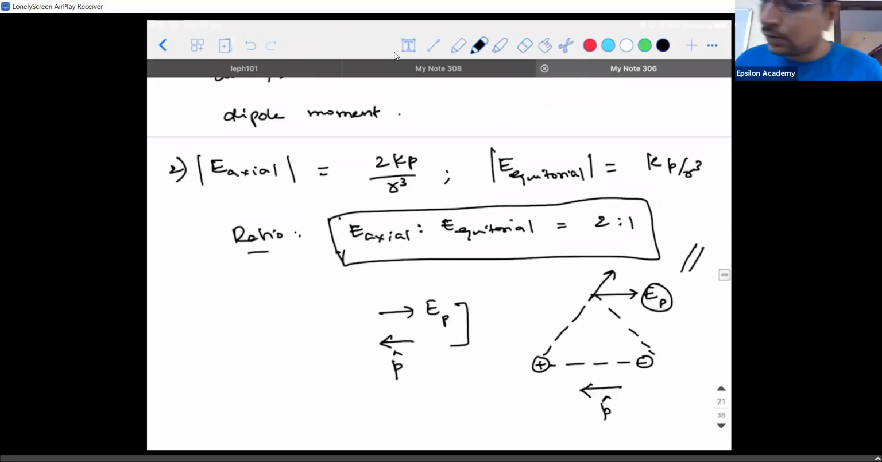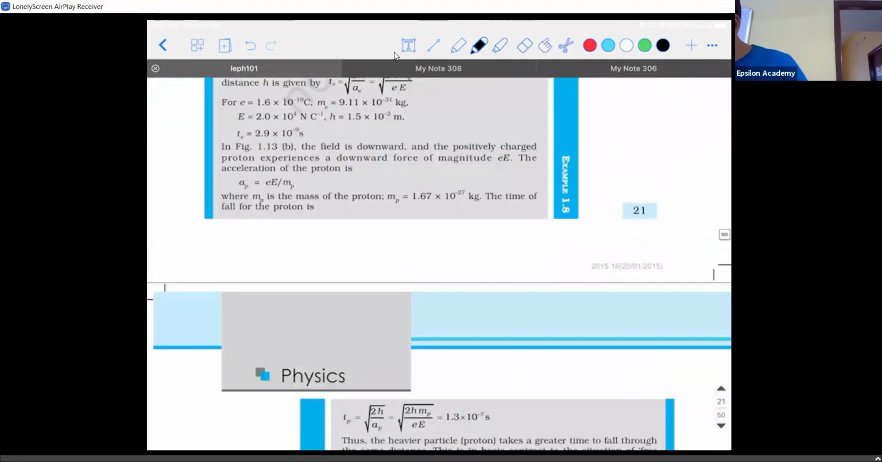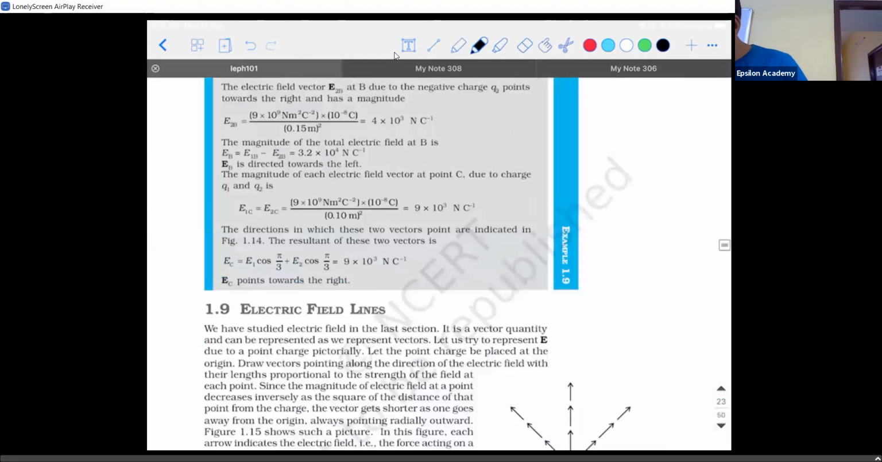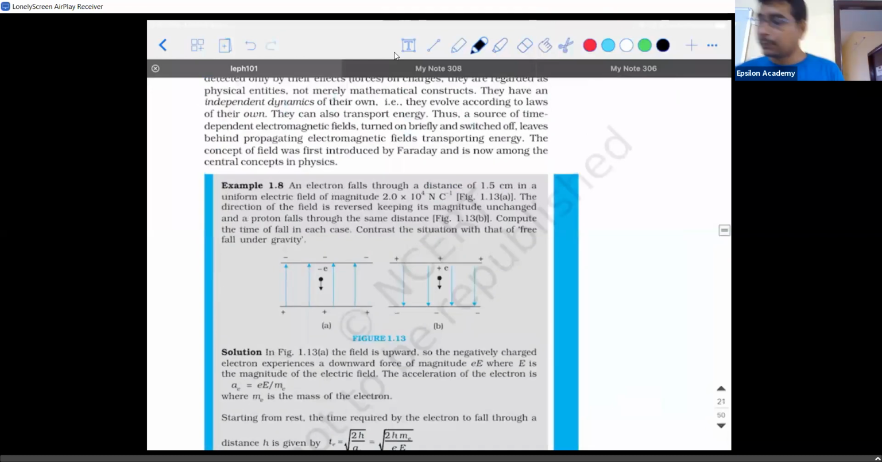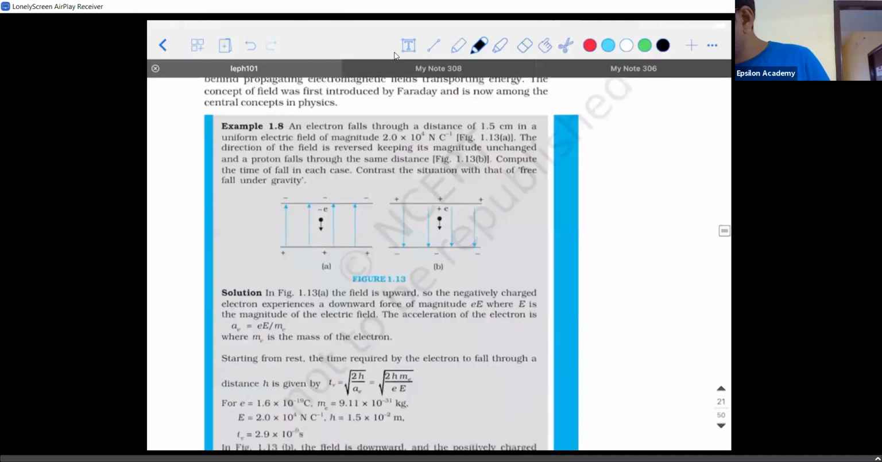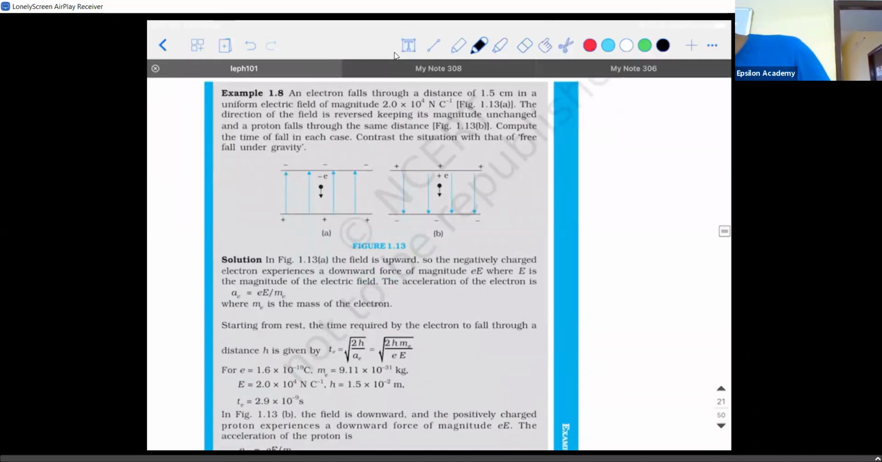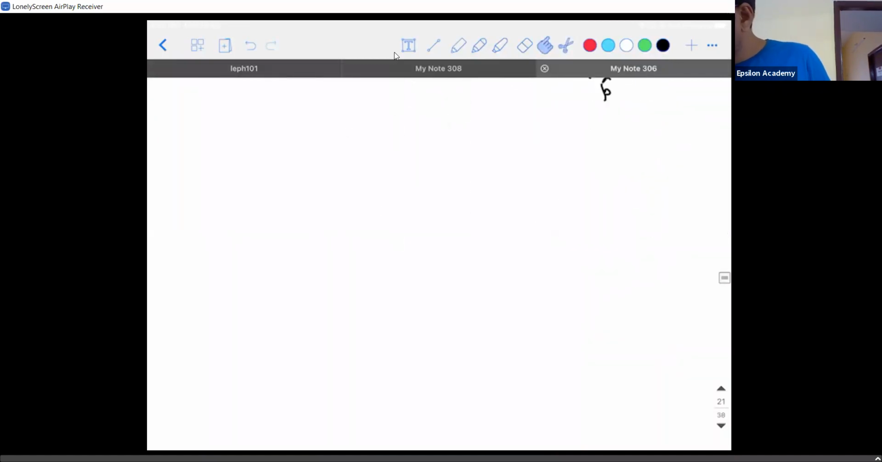Right. Let's try out some problems. So let me show you what are all the points I have completed. See, in the textbook it is slightly different from the way I'm going. We'll do one problem, then we'll end the session. So let's do example 1.8 onwards. So concentrate on this problem, guys.